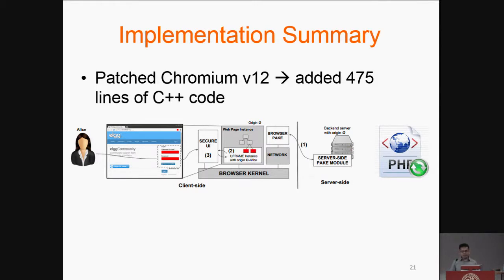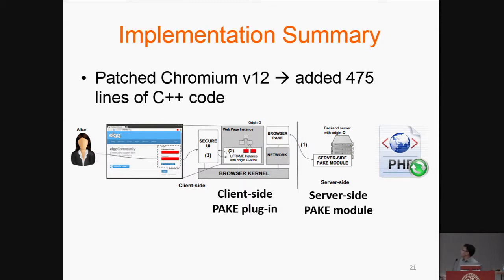And this is how we implement UserPath. We patch Chromium version 12 by adding less than 500 lines of C++ code. So what we do is we also add a client-side page plugin on the web browser, as well as the server-side page module. And in addition, we also modify the PHP application, which I will show you later.